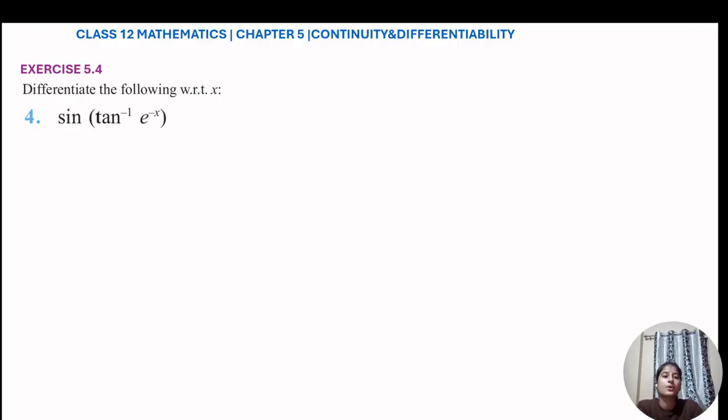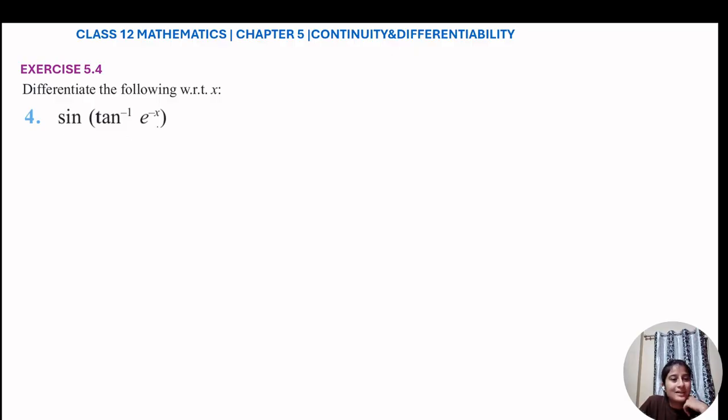Let's go there. Okay. So this is question number 4 of your exercise 5.4. In each question, what we have to do? We have to differentiate the given function with respect to x. Okay. Let's start. This is our question number 4.